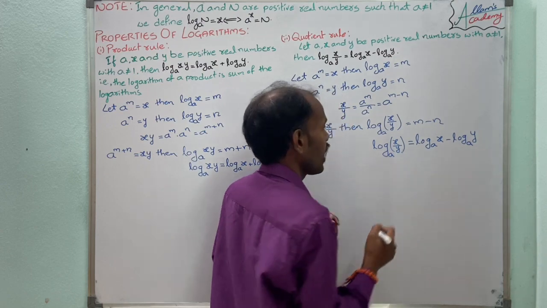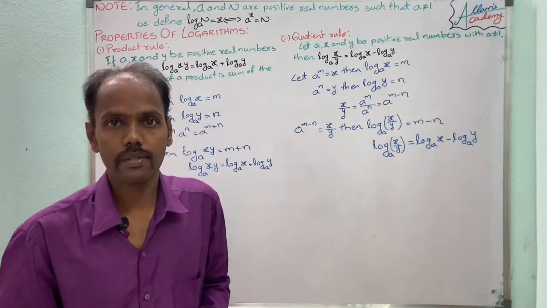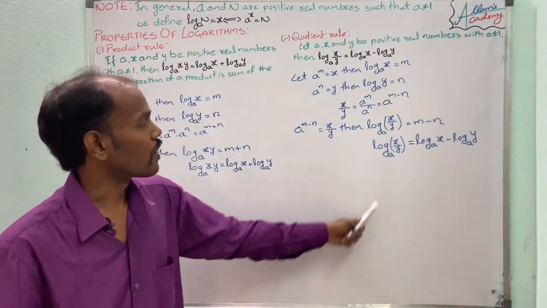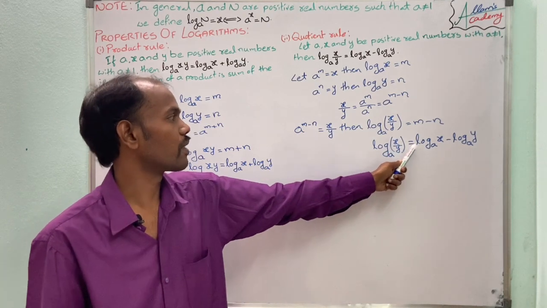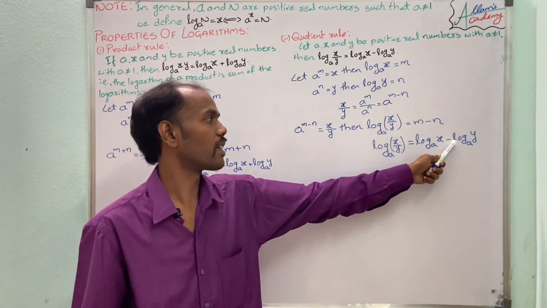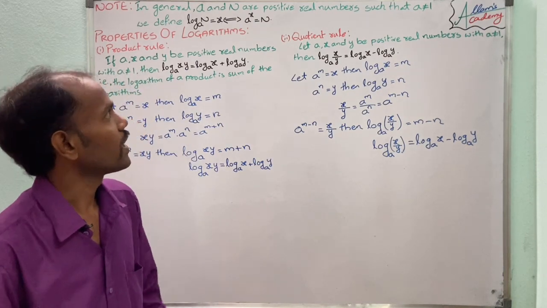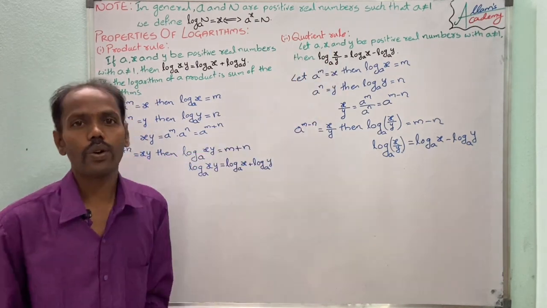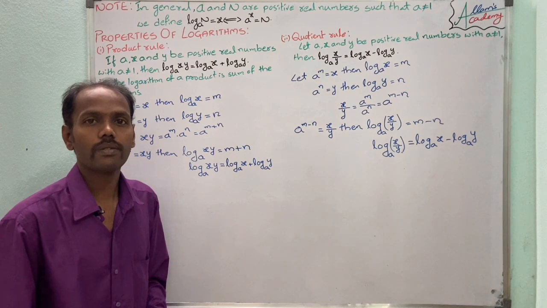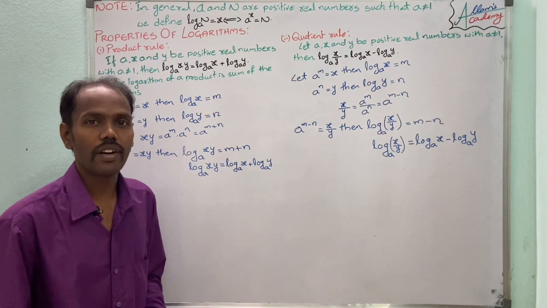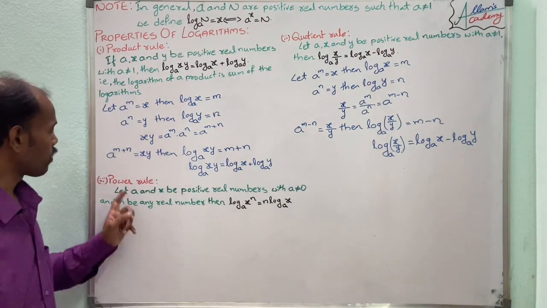base a. So log x by y base a equals log x base a minus log y base a. Okay, it is the quotient rule. Now we see the power rule.